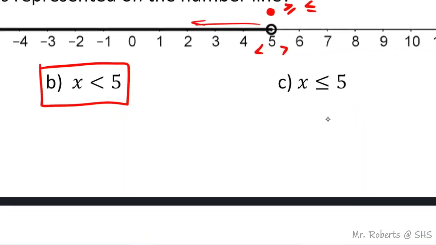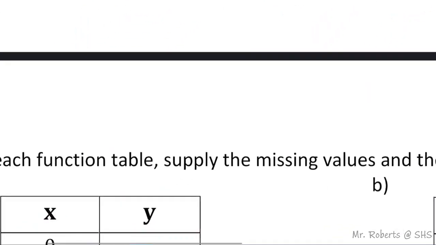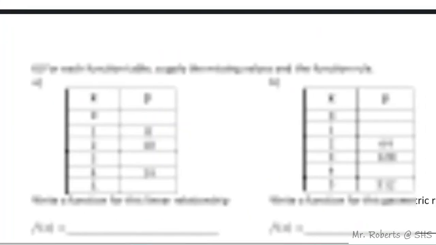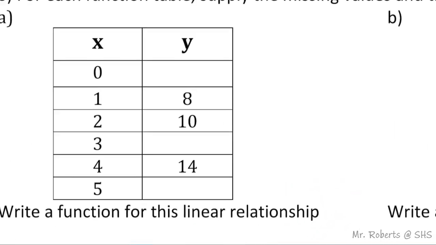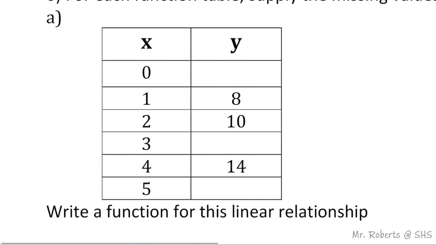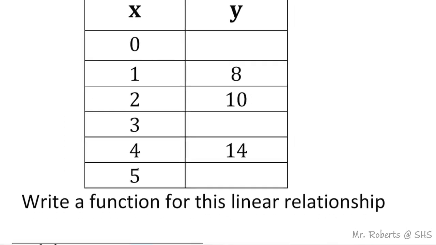And if it was a filled in dot, it would be this one, x's are less than or equal to 5. And let's move on to page number 2, question 6. It says, for each function table, supply the missing values and the function rule. So this first one, we're told this one's linear.